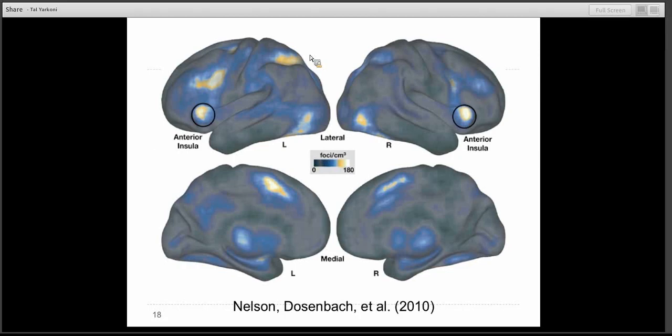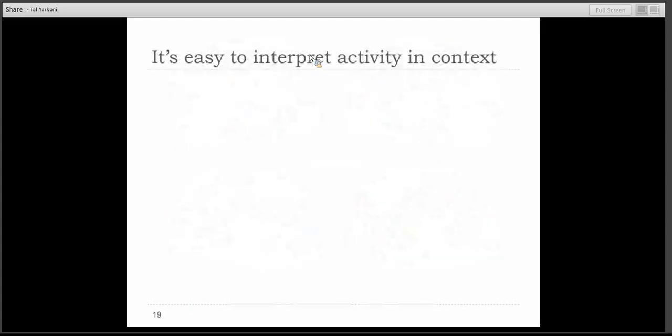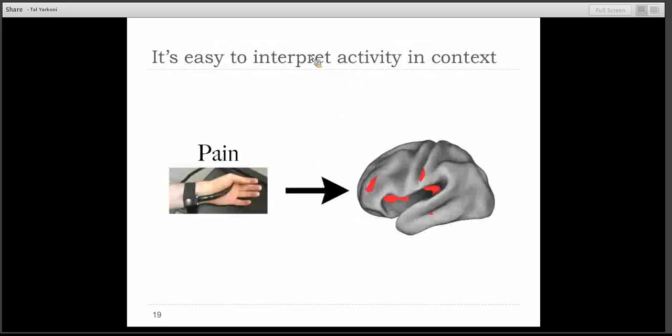But that gets lost if you're only looking at one study, and you did a study of awareness and found the insula, so you interpret it in that context. But of course, you need the bigger picture of the literature. So this is to interpret activity in context, right?